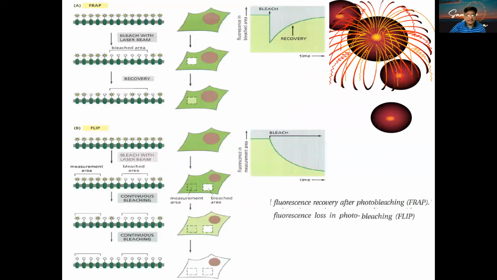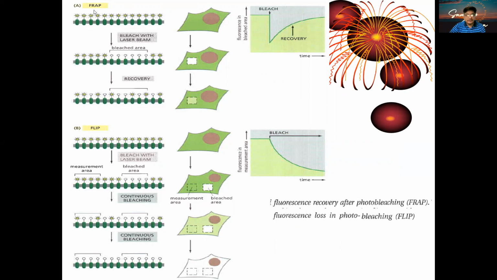Another way of showing the same kind of phenomenon, the two techniques which could be used, one is FRAP, another one is FLIP. FRAP stands for fluorescence recovery after photobleaching, and FLIP stands for fluorescence loss in photobleaching.